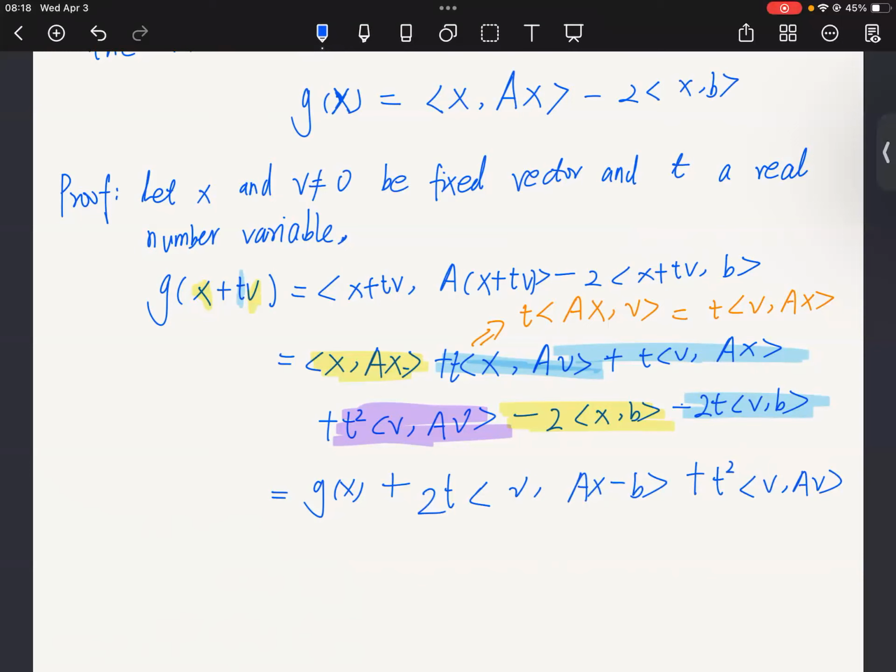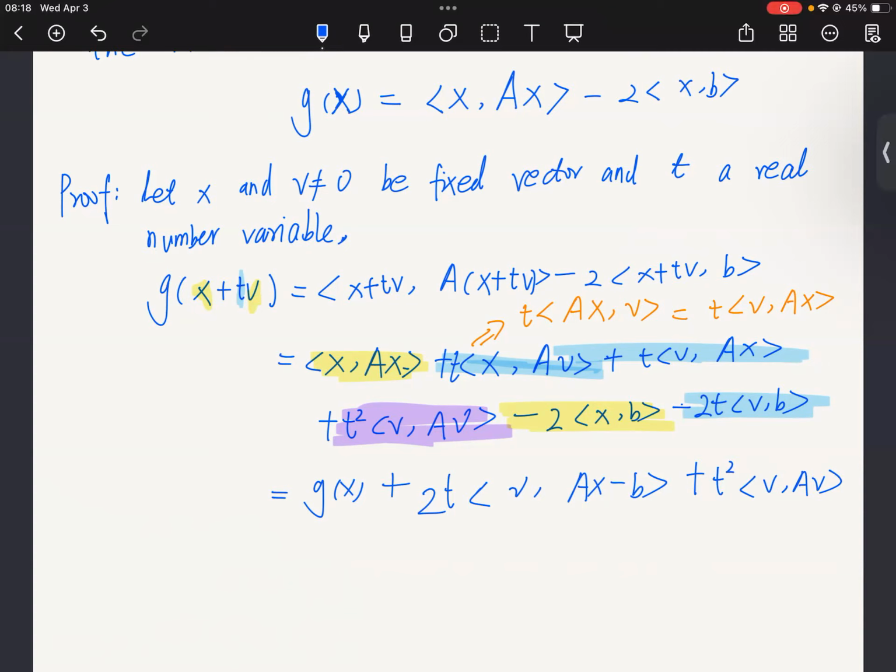And as you can see here, we have a function of t. The g(x) is just a number after the inner product, and with 2t, t is a variable, and after the inner product this is also a number, and then this is a t squared variable. So this is a function of t, and let's see what happens here.